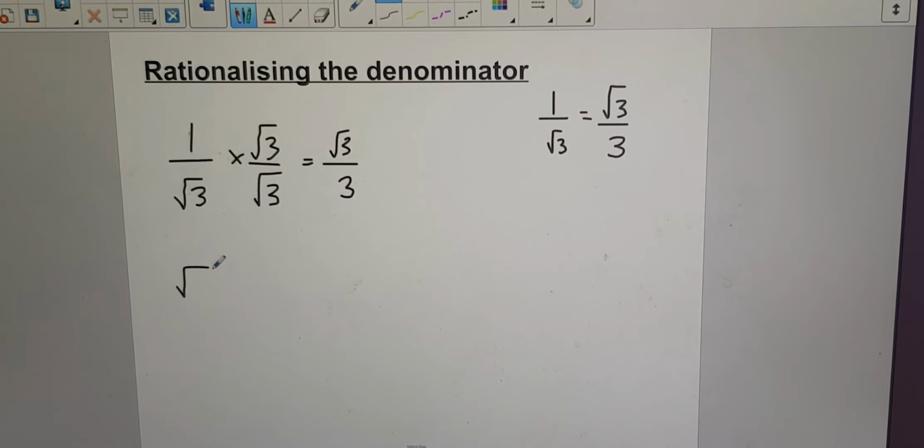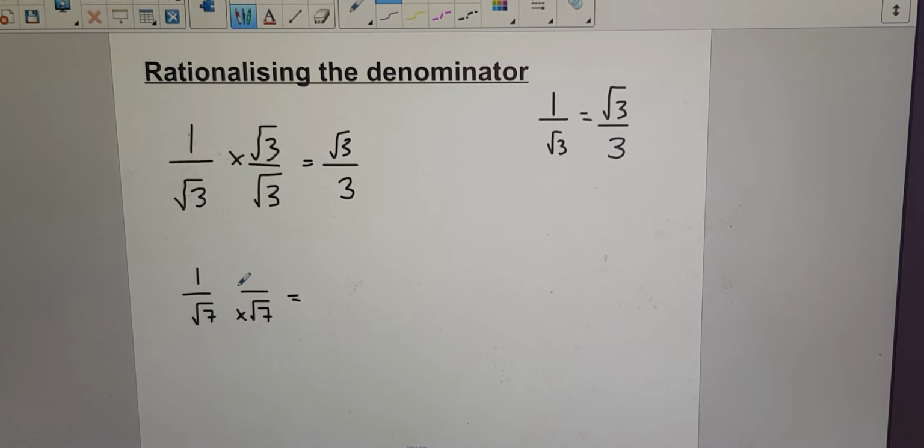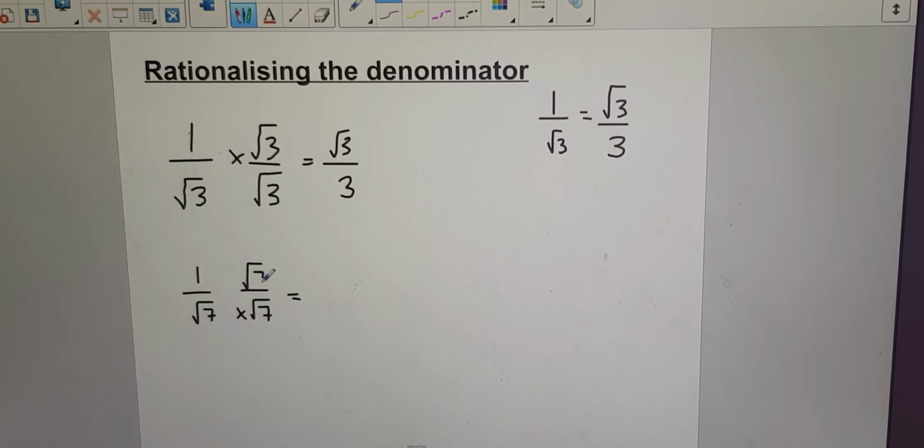So if I had 1 over square root 7, then, well, I'm thinking if I multiply that by square root 7, that will rationalize the denominator, but that will change the structure of the number. If I make it square root 7 over square root 7, that is equivalent to 1.